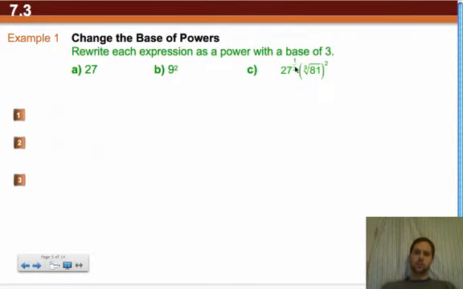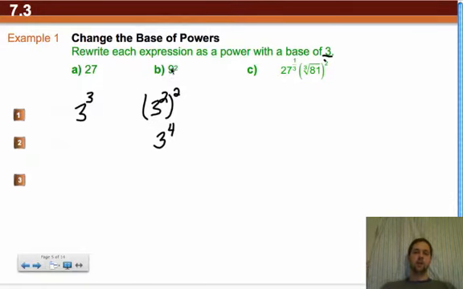These ones, rewrite each expression as a power with a base of 3. So we want a base of 3. 27 can be easily written as a base of 3. We know that 27 is 3 cubed. 9 squared. Interesting. So we're going to leave this squared aside for now, and let's just rewrite 9 as 3 squared. Now that's 9. So we've taken this and we've replaced our 9 with that. But the 9 was also squared, so this has to stay right there. 3 squared, all squared, would give us 3 to the power of 4.